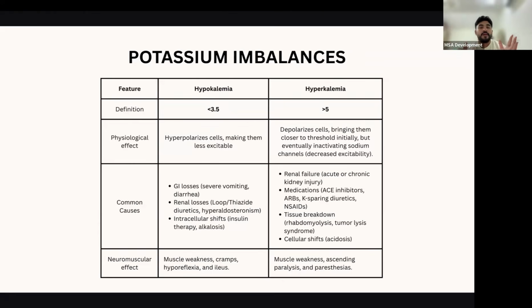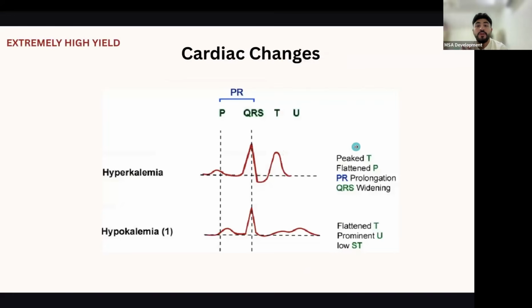So basically, the takeaway from this slide: you need to know the definition, the causes, and how it is going to present. Now, something very important, which in my opinion is more important than the initial slide, is you picking it up on an ECG. Because sometimes a question will either give you an ECG, I hope not, or describe the ECG for you.